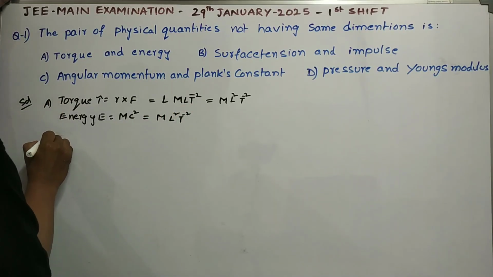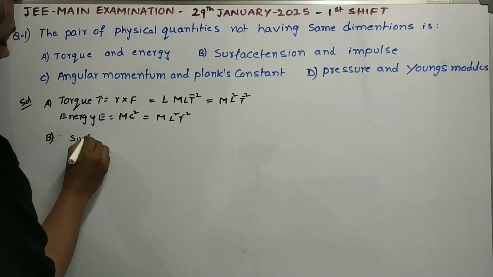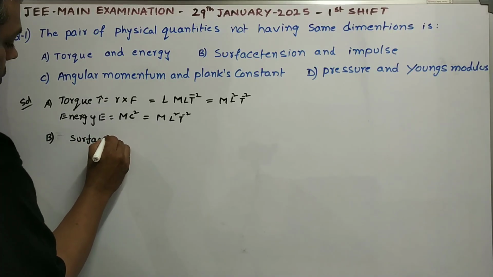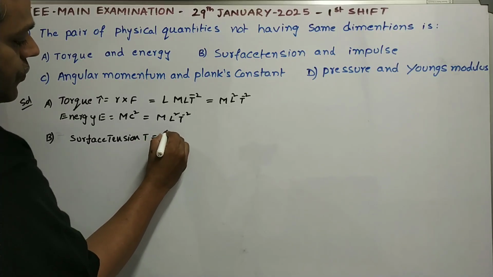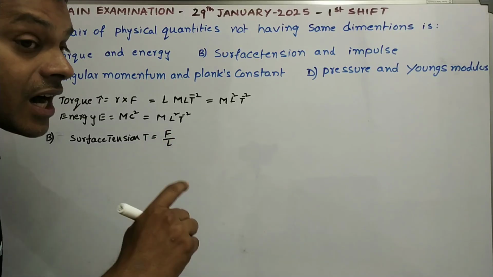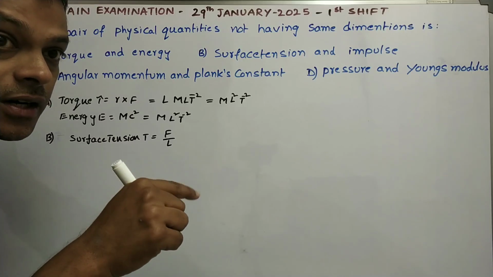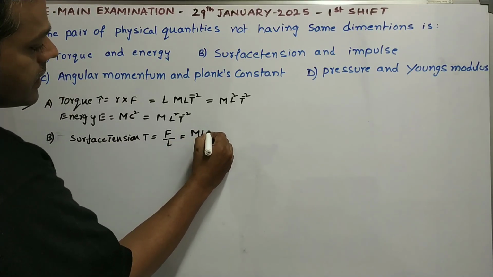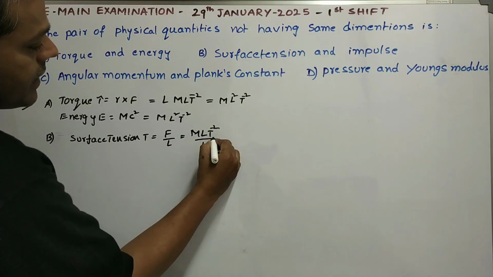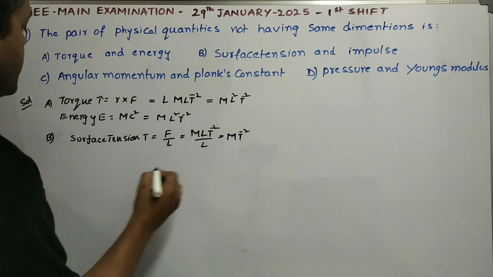Next, B. What is B? Surface tension. Surface tension T is equal to force acting normal to the unit length of the free surface of a liquid. That means M L T power minus 2 by L. So the dimensional formula of surface tension is M T power minus 2.